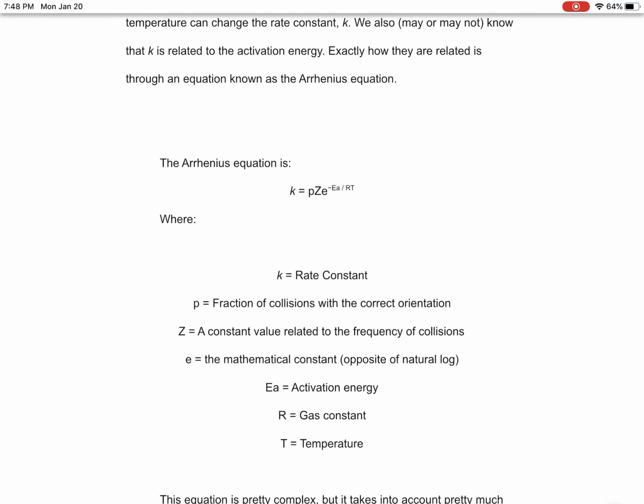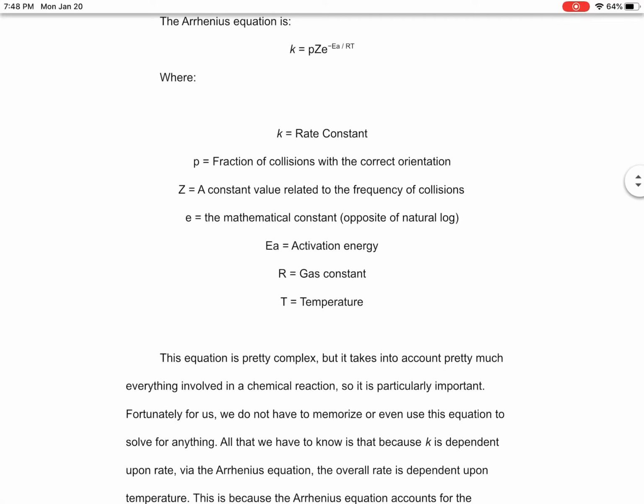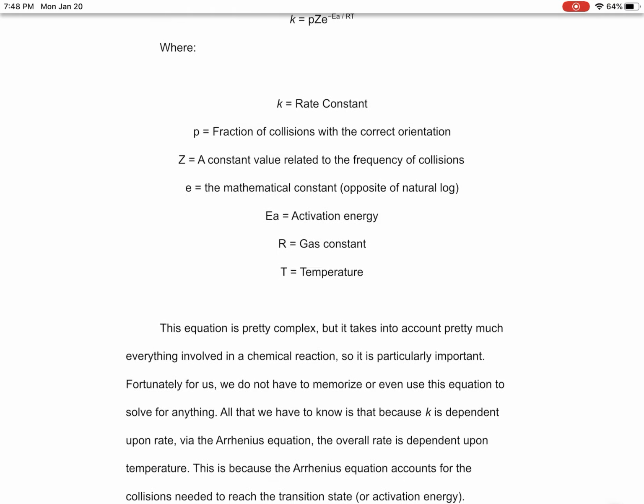So the Arrhenius equation is here, where K is the rate constant, P is the fraction of collisions with the right orientation, Z is a constant value that's related to the frequency of collisions. E is just the mathematical constant. EA is the activation energy. R is the gas constant. And T is the temperature. So this is a pretty complex equation. It takes into account almost everything that's required for a reaction to occur and those things that affect the rate of the reaction. So it's very complex.